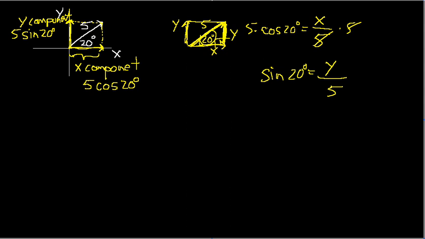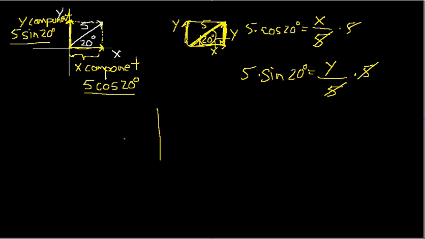And now you see, if we multiply both sides of this equation by 5, we will get x is equal to 5 times the cosine of 20. And if we multiply both sides of this equation by 5, then this will cancel, and you'll get y is equal to 5 times the sine of 20, which is what we said right here. The x component is 5 cos 20. The y component is 5 sine 20.